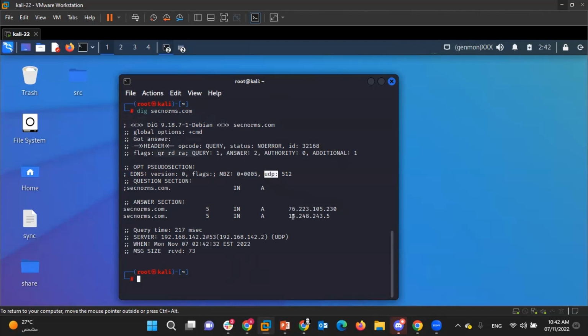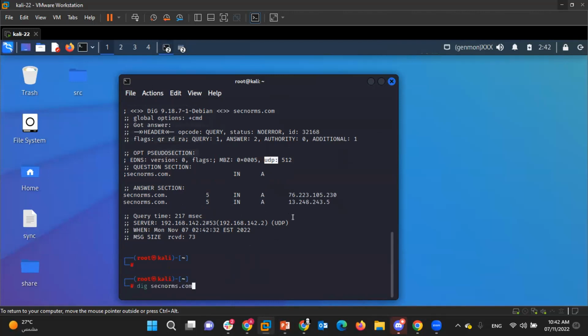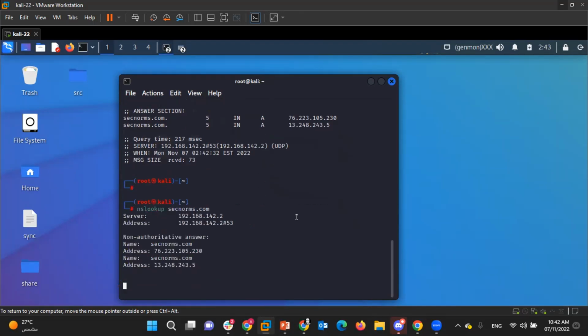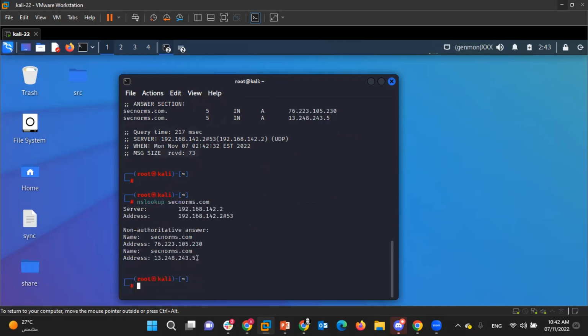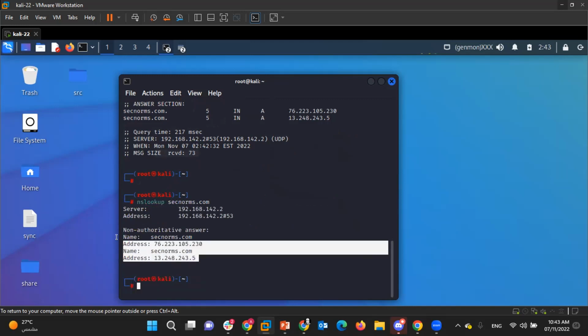Okay, let us do an NSLOOKUP. From NSLOOKUP, we just get this data. So dig gives us more details about whether it is a TCP or UDP port. Got it?